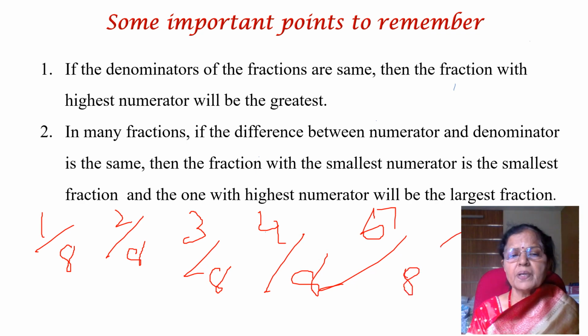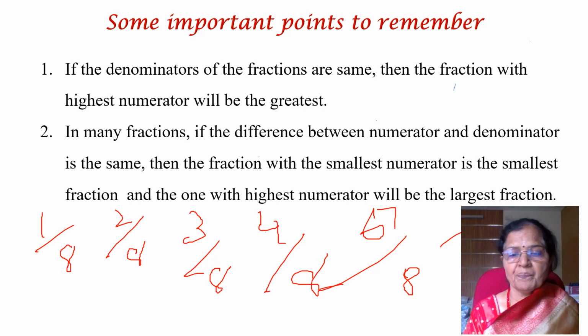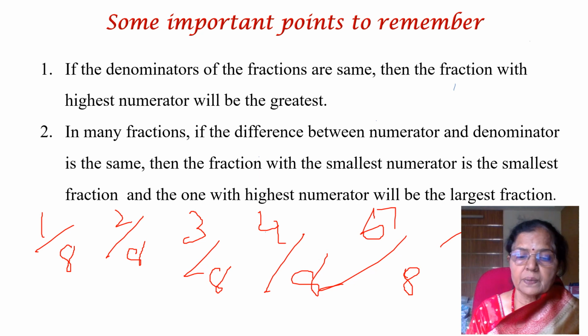So which is the greatest number here? This is a fraction, this is another fraction, and 4 by 8 is another fraction. Which one has the greatest value? The one with the highest numerator, 4 by 8, which is equivalent to half. So the highest numerator will have the greatest value. See, it is very simple. 1 part by 8, 2 parts by 8, which is greater? 4 parts by 8. So if the denominators are the same, then the fraction with the highest numerator will be the greatest number. Got it?